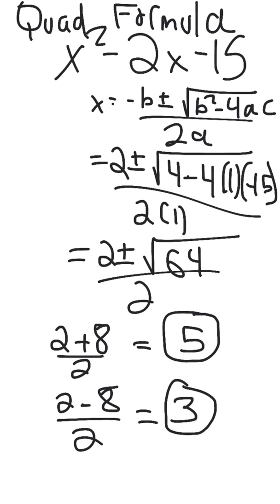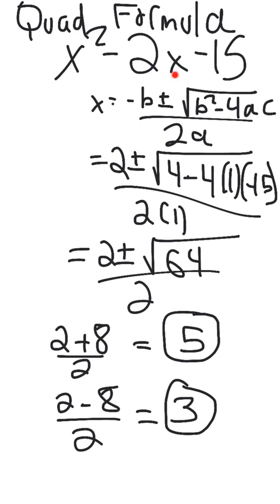The next method we're going to look at is the quadratic formula. What's good about the quadratic formula is that you can use it for any quadratic equation. The downside is that it takes a while and is probably harder than factoring. So this is the quadratic formula right here. x equals the opposite of b, plus or minus the square root of b squared minus 4ac, all divided by 2a. Pretty long, right?